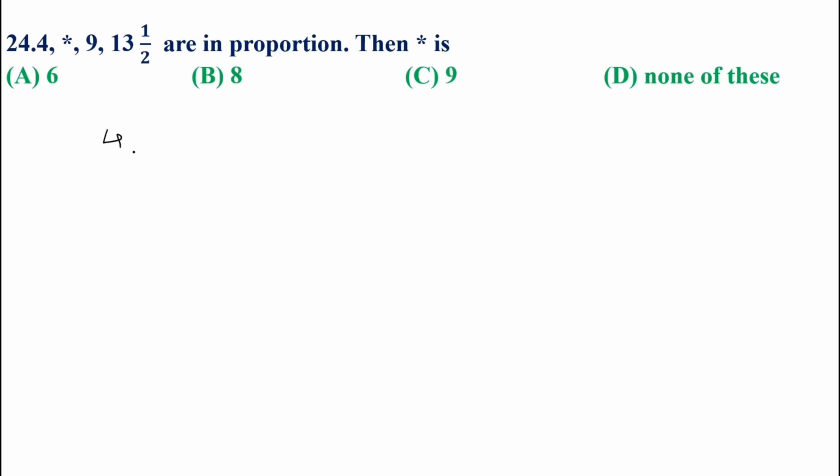So 4 by x is equal to 9 by, this is one, 13 to 26 plus 1, 27. So 27 here. Please calculate and tell me the x value. 2 2s are, 9 3s are. So x is equal to 6.